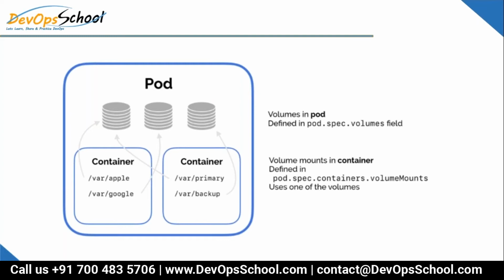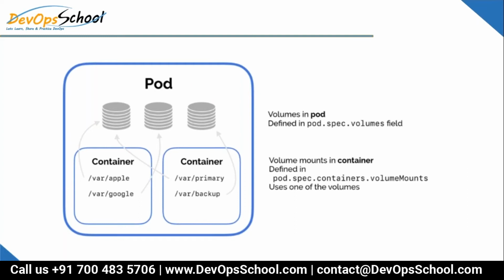If you look very carefully at the first volume and the arrow, the first volume inside a container is mapped to var apple, and the second container is mapped to var primary. So yes, you can mount it inside a container at a different path of a volume which is attached to the pod.